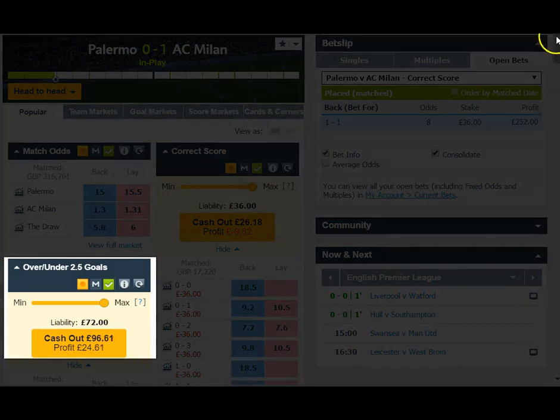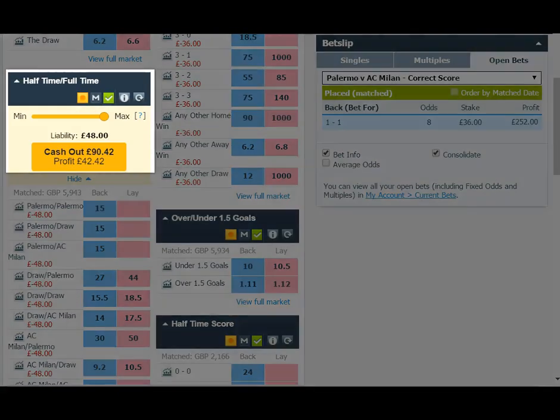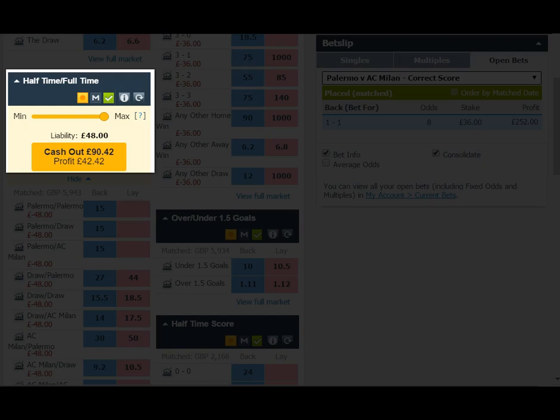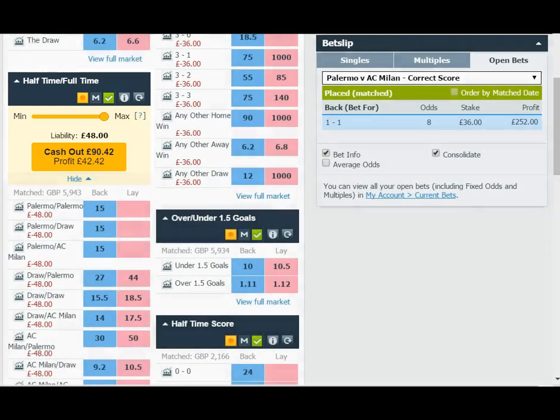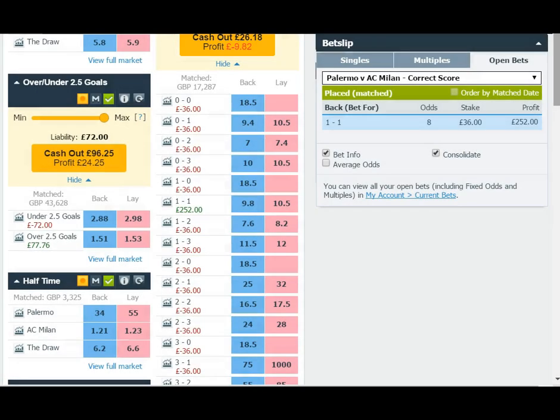And there was an option here straight away, because both the half-time, full-time market and the over 2.5 obviously reduced in price, and that gave us an opportunity, if we wanted to do so, to cash out on both the over 2.5 and the half-time, full-time market. Okay, we'll come in a minute to what we did.